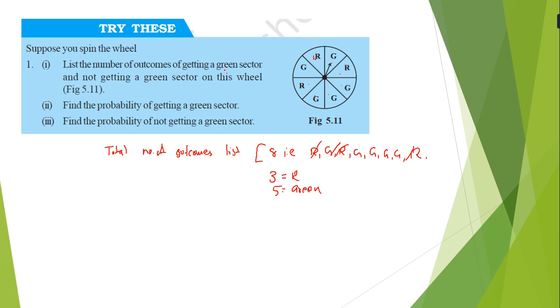Now the question is getting green. So the probability of getting green is 5 by, the total is 8. So 5 by 8. Now not green, that is 3. Not green is 3 by 8. Find the probability of getting a green sector. So I have to write it here. Probability of getting a green sector is 5 by 8, and probability of not getting a green sector is 3 by 8.